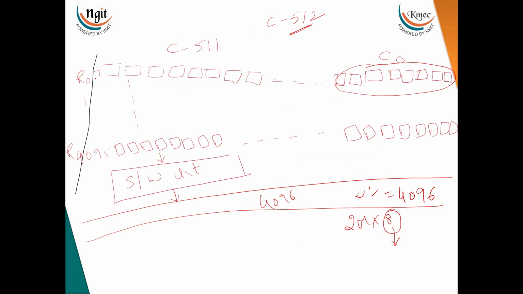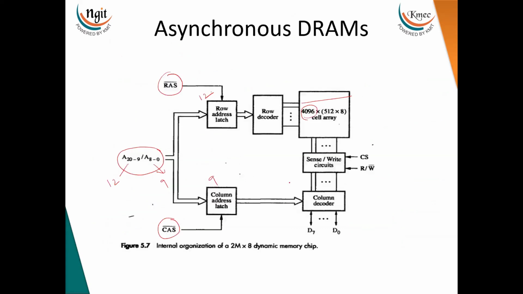For example, if this row is selected, and in this row this column is selected, depending upon the address, whatever data is there will be placed in the sense/write circuit, and after that the data will be loaded onto the data bus. Here is the diagram. If a read operation is taking place, this bit becomes 1 and the select bit also becomes 1. Using the row address bits, it will select one row, and then one column, and whatever 8 bits are there are placed onto the data bus.